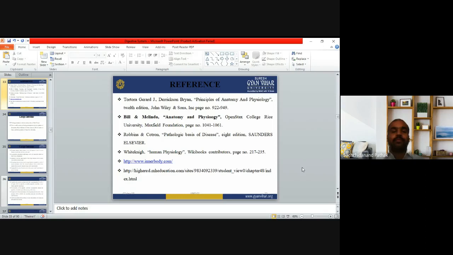For example, peptic ulcer is there, gastritis is there. A peptic ulcer is produced due to an abnormality in the digestive system, because HCl is secreted more and the mucus layer is eroded. If the mucus layer is eroded from the stomach wall and more HCl is secreted by the parietal cells, then what will happen? A peptic ulcer will be produced.